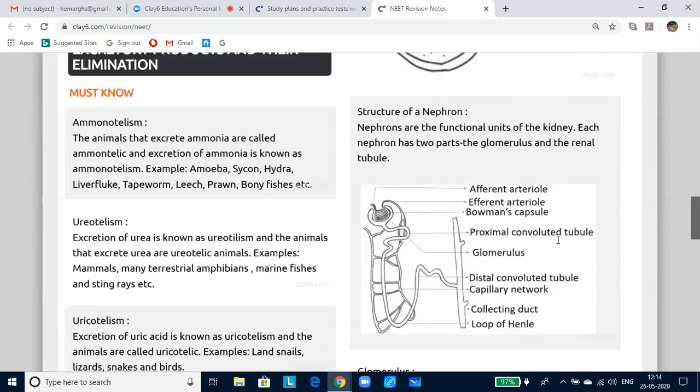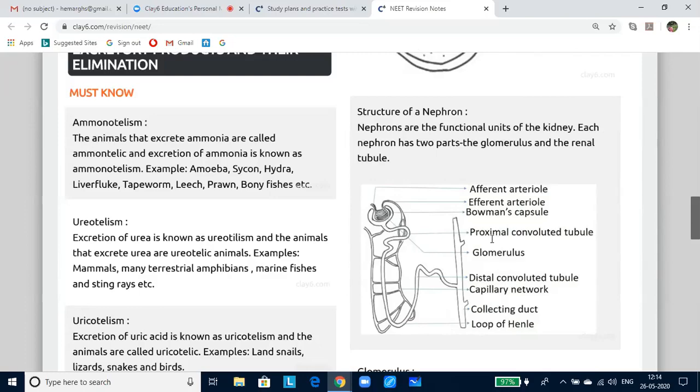Bowman's capsule. So this is the Bowman's capsule. It is a double-walled cup and it is lined by thin flat cells called podocytes. It contains a group of capillaries called the glomerulus. The glomerulus in the kidney acts as a dialyzing bag, and it is the filtering unit.